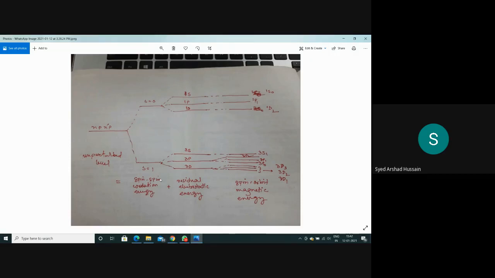Then we considered electrostatic interactions, that is interactions between L's. For S equal to 0, 2S plus 1 is equal to 1, so here you have 1S, 1P, 1D. And for 2S plus 1 equal to 3, you have 3S, 3P, 3D.